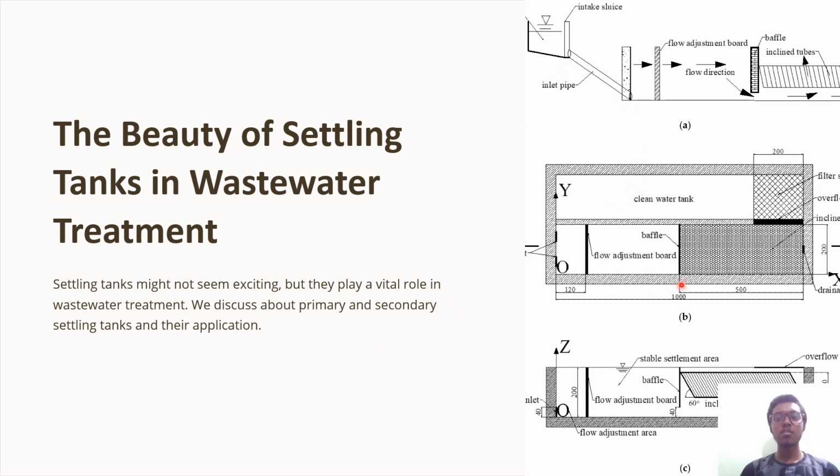This is the cross section of the settling tanks. This is the intake sluice, this is the inlet pipe, and this is the flow adjustment board. And this is the flow direction, meaning the water flows from left to right. And this is the baffle, and these tubes are called inclined tubes.